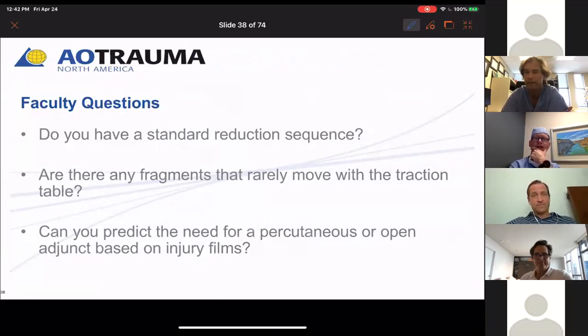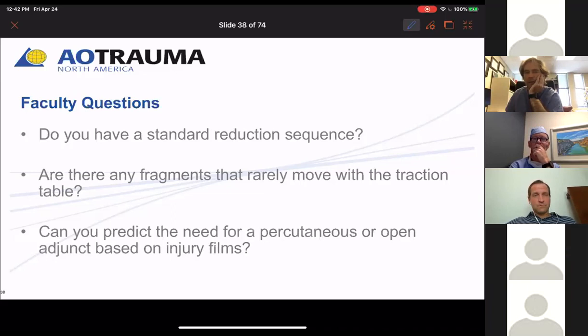Yeah. I think I put a malleolar clamp in the A to P plane, but when you take the malleolar clamp in the A to P plane off, that fragment does whatever it likes. Right. So do you feel like you can predict the need for perc or open reduction based on the injury films?